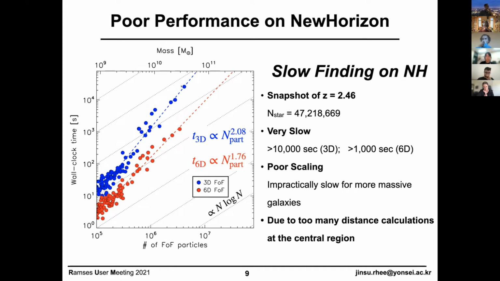For the most massive 3D and 6D FOF object, it takes more than 10,000 and 1,000 seconds respectively. Both finders also show very poor scaling, a power of the number of particles, which means it will take impractically long wall clock time to search galaxies more massive than 10 to the 11 solar masses. We expect such a slow speed is mainly due to too many distance calculations at the core of galaxies.